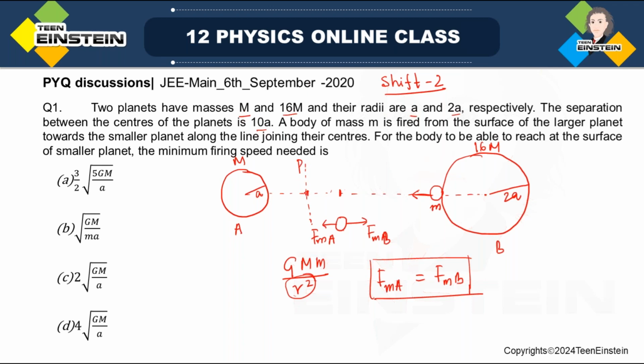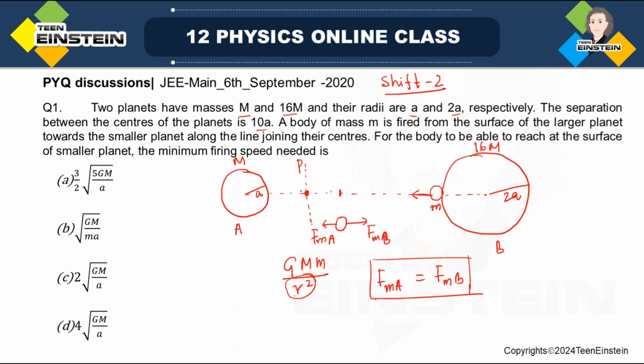Okay, so point P is where these two forces are equal, and there will be a neutral point here. Why am I saying this? See, after this neutral point, the gravitational pull by the smaller planet will be dominating over the gravitational pull by the larger mass.